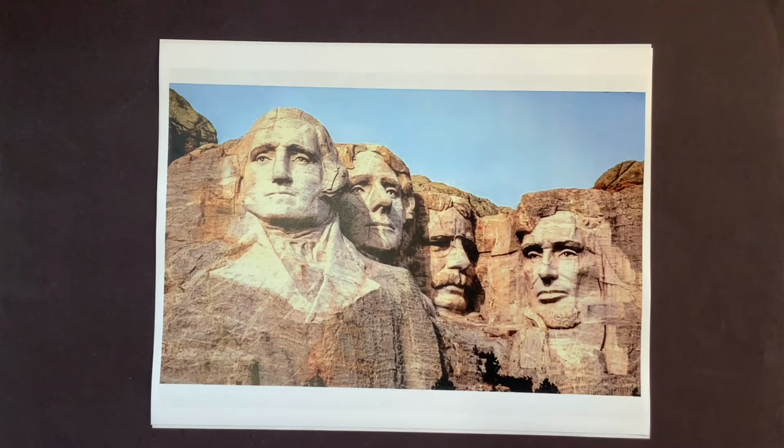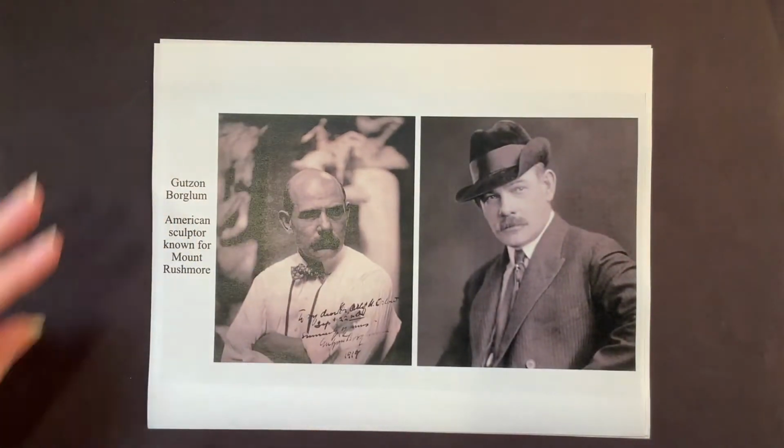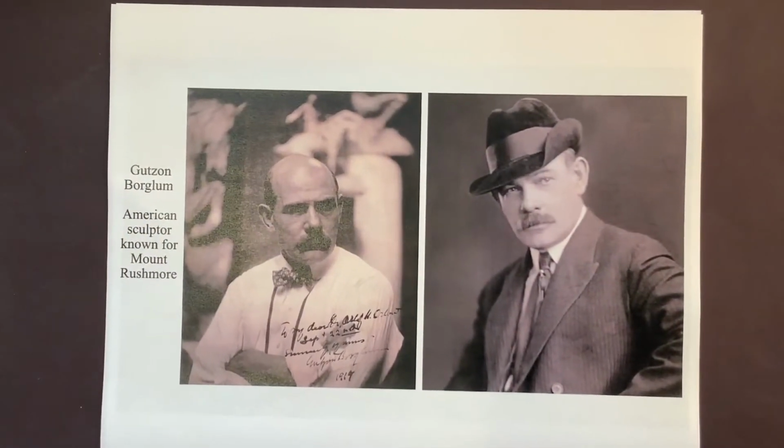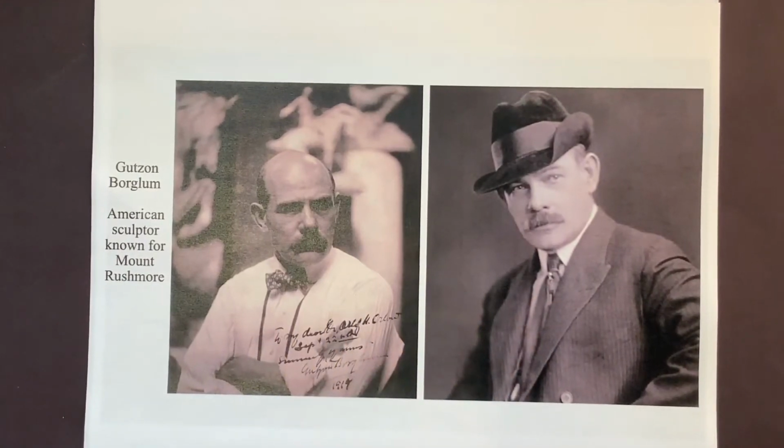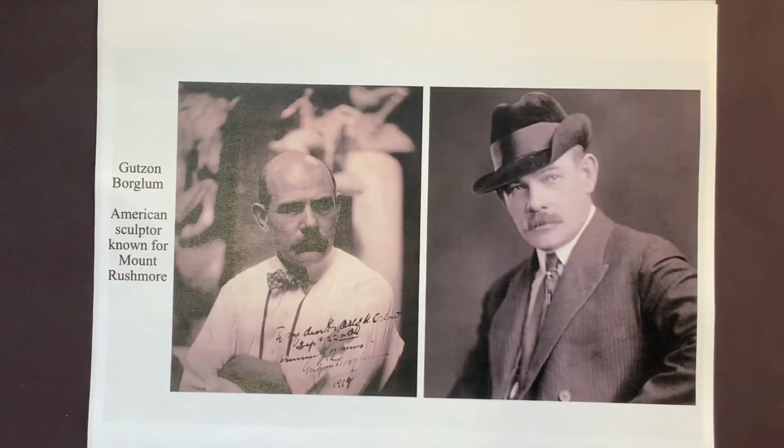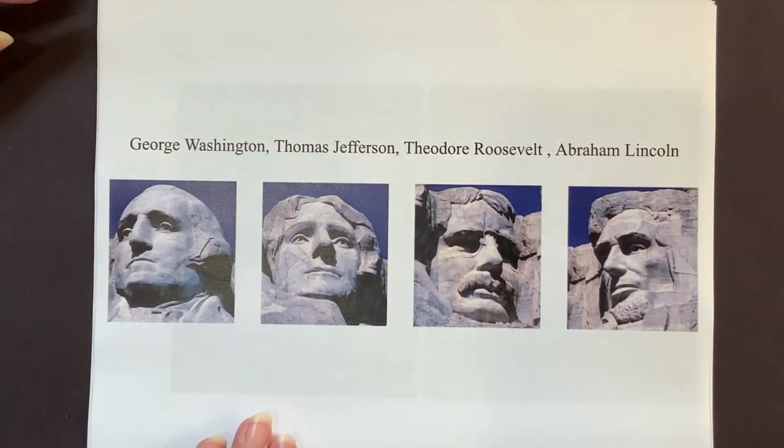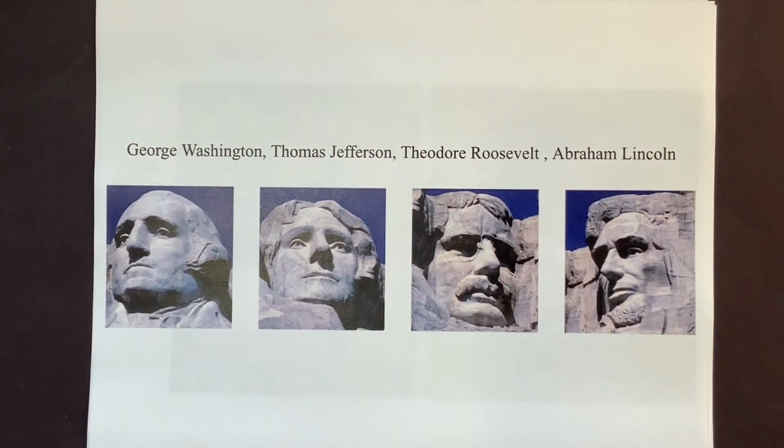And it was actually done by Gutzon Borglum. He was the sculptor, the American sculptor, who was known for carving Mount Rushmore. And he actually did these 4 presidents on there. And he chose them each for a certain reason.